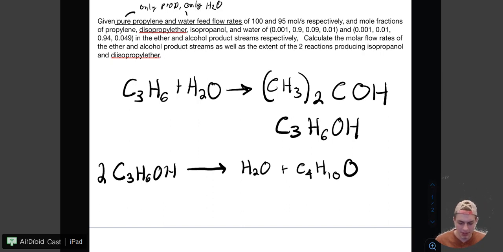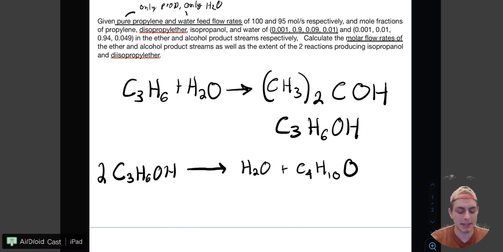Now the first thing to note is that the mole fraction of this stream does actually not add up to 1. However, this isn't going to be a big deal for us in the long run, as we're going to be solving this numerically anyway. Okay, so we have mole fractions of those streams, and then we want to go ahead and calculate molar flow rates of the ether and alcohol product streams, as well as the extent of the 2 reactions producing isopropanol and diisopropyl ether. Okay, so molar flow rates of the streams, as well as the extents of reaction.